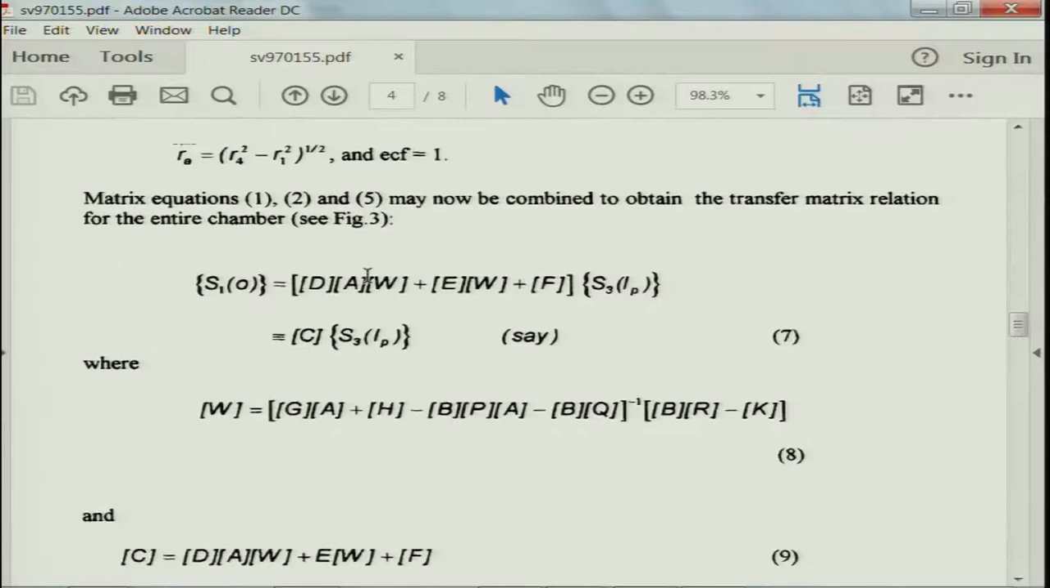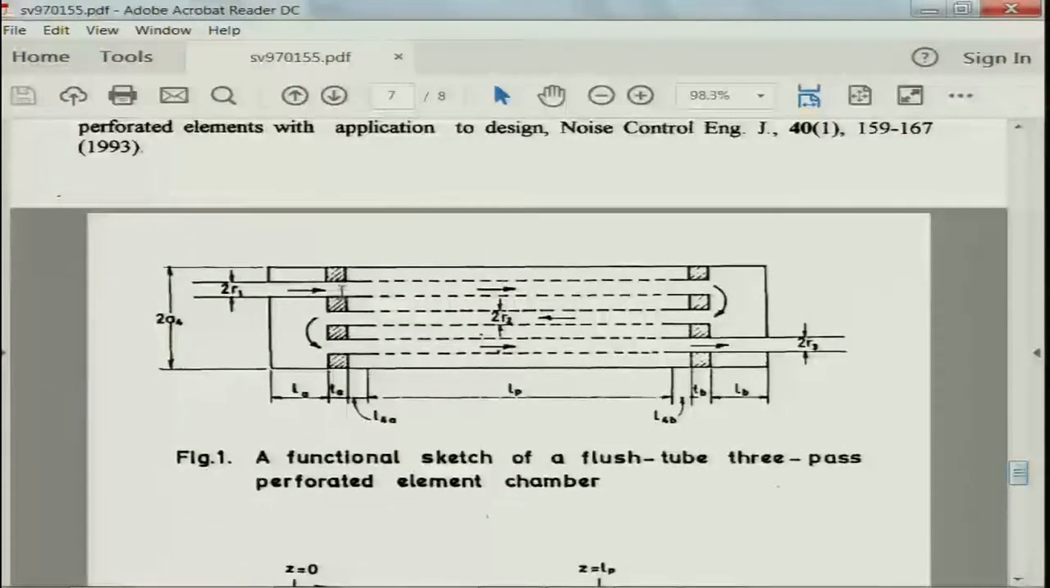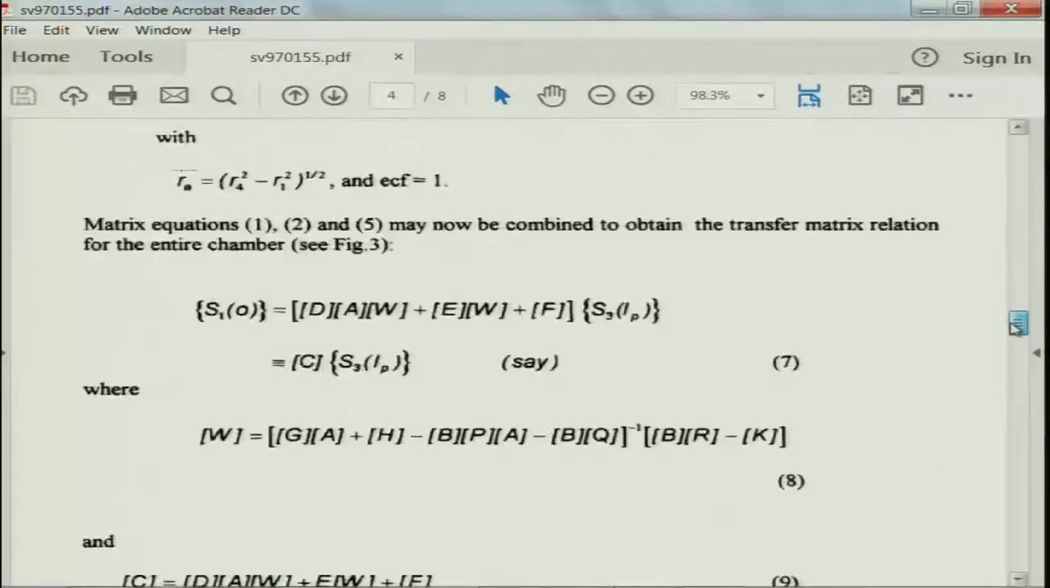And finally, S10 is related to S3LP. Eventually what we want, let me go back to this figure, is a relation between pressure and velocity somewhere here to somewhere here. And then it is a tubular element, so it does not really matter what happens, no matter what the length is. So that is what the author has done by cleverly doing some algebraic manipulations. He has found out that S10 is related to S3LP using a C matrix.